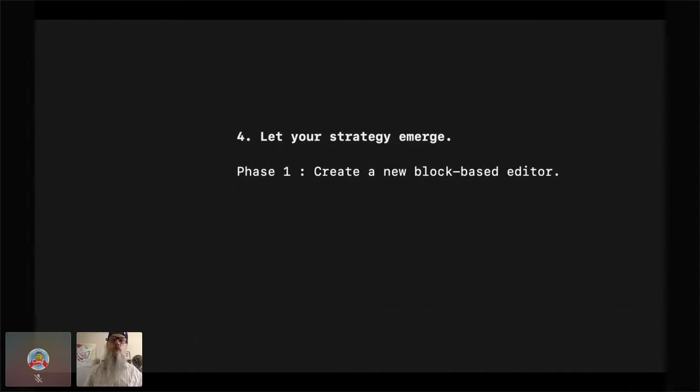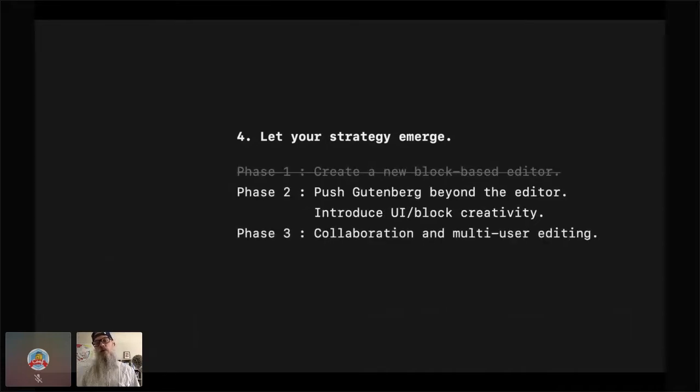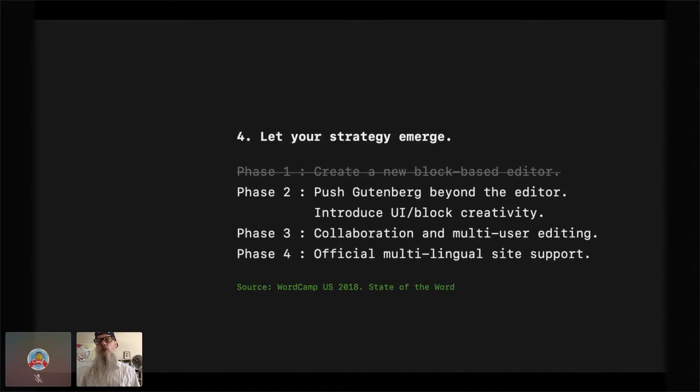So phase 1, we saw merged in with WordPress 5.0, creating a block-based editor. And now we're aware of a few other phases coming up. Currently, we're in phase 2. Phase 2 is about pushing Gutenberg beyond the editor. So we're exploring the widget screen, we're exploring the customizer, we're trying to see how we can use Gutenberg in other parts of the software.